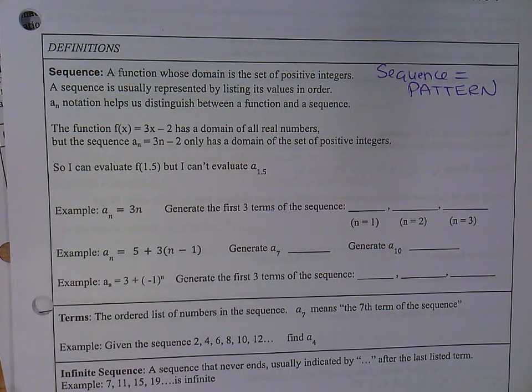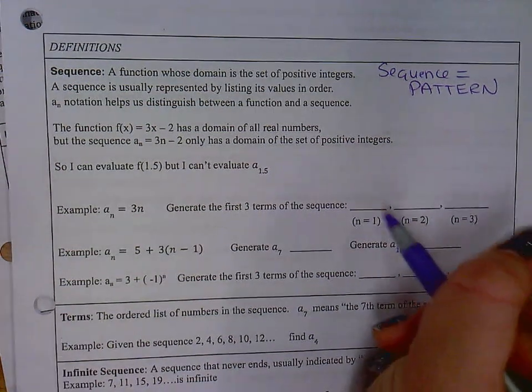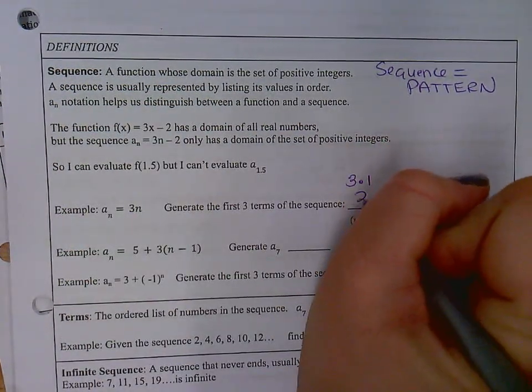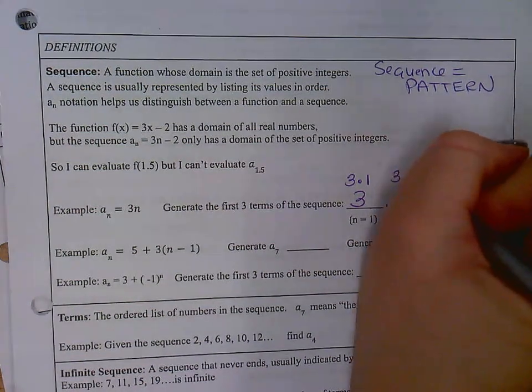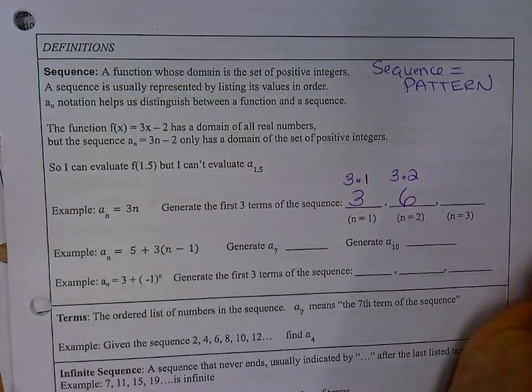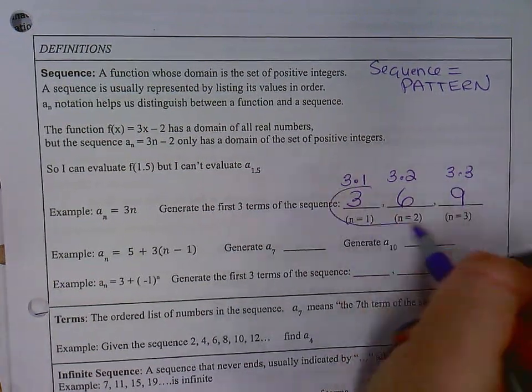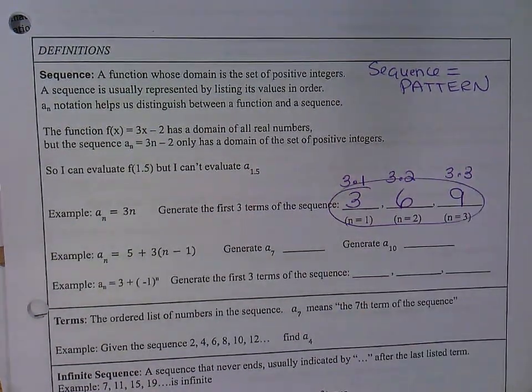So on today's work, mostly what we're doing is generating the sequence from the equation. So if I plug in 1, you want to write 3 times 1 would just be 3. 3 times 2 would just be 6. And 3 times 3 would just be 9. So this is my sequence, 3, 6, 9.